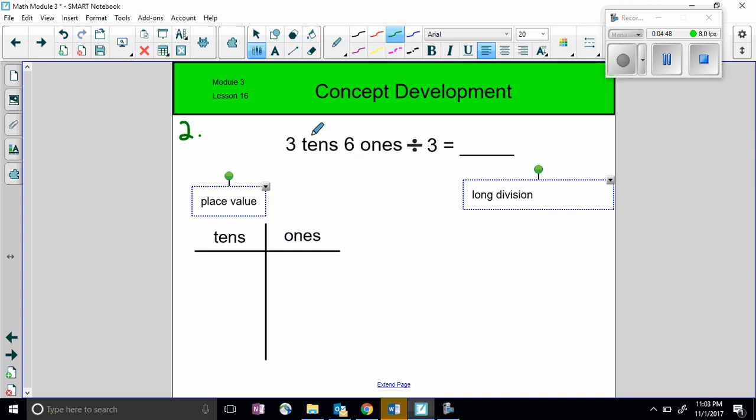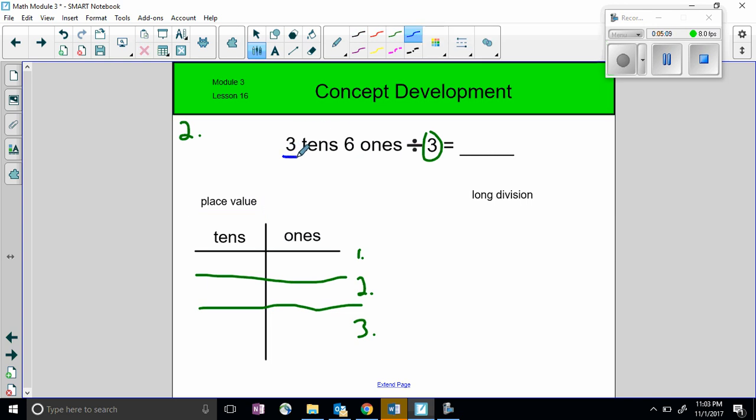Let's continue. 3 tens and 6 ones divided by how many groups? 3. So there are my 3 groups again. So I'm going to go 1 group, 2 groups, and then here's my third group at the bottom. 1, 2, 3.